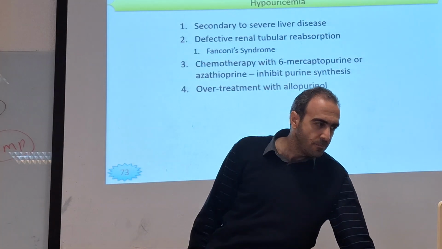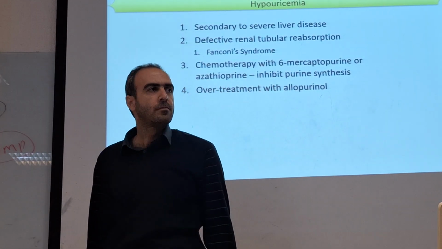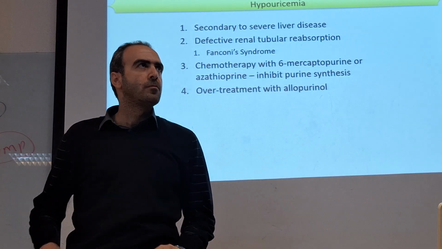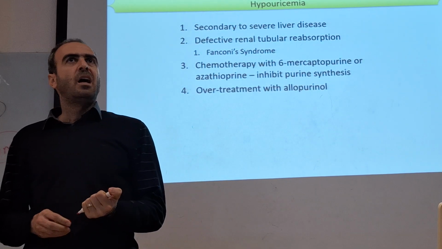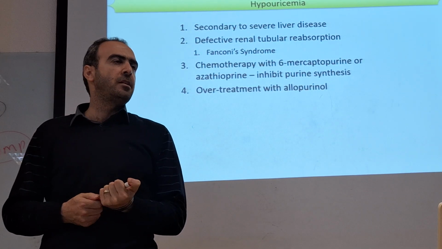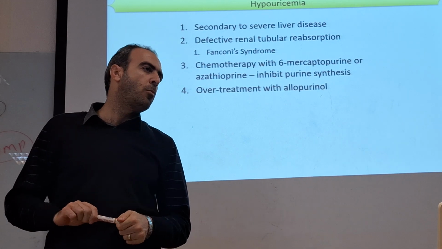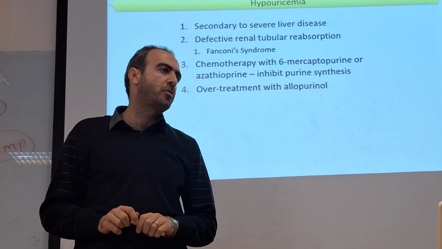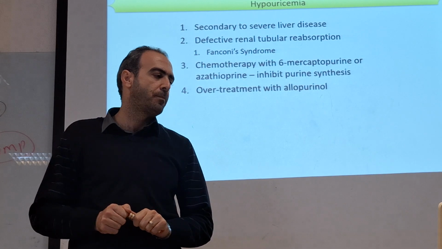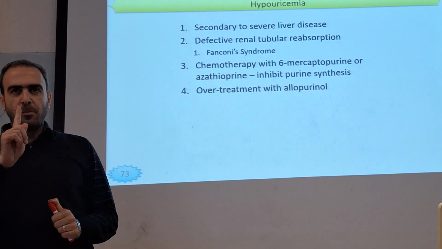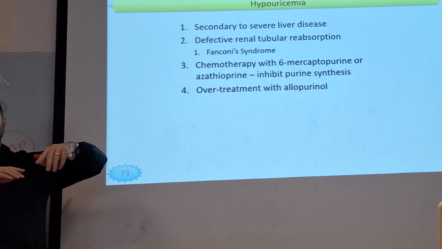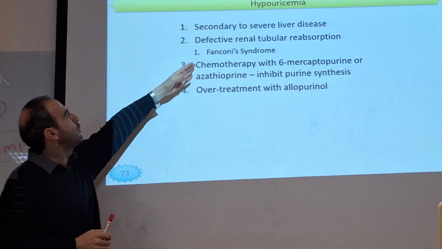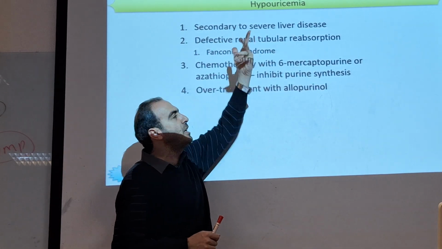Question: can this disease be treated with dialysis of the blood? Not completely, but dialysis can somehow release some part of the uric acid. Hypouricemia, as opposed to hyperuricemia, can be due to severe liver disease.